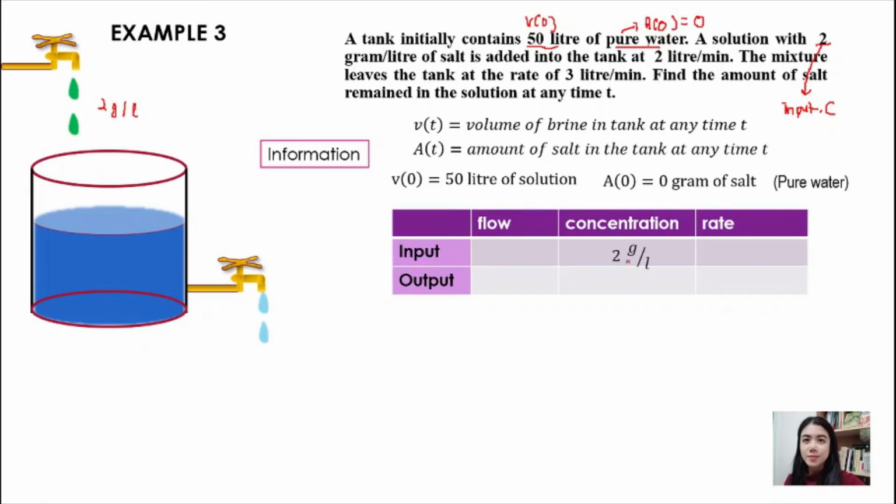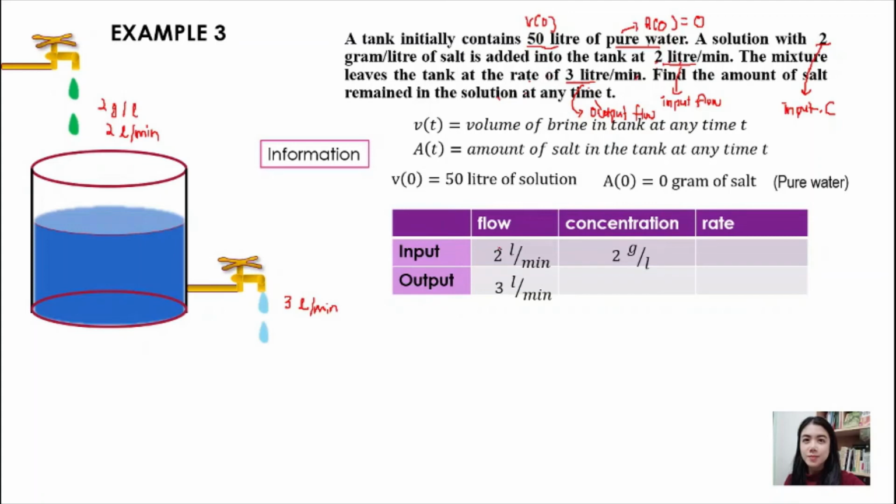Let's fill in the blank in here. Then it's added into the tank at 2 liters per minute. So this 2 liters per minute is your input flow. Your input flow is 2 liters per minute. Just fill in the blank in here. And then the mixture leaves the tank at the rate of 3 liters per minute. So this is your output flow. You have output flow that is 3 liters per minute. Then fill in the blank in here.